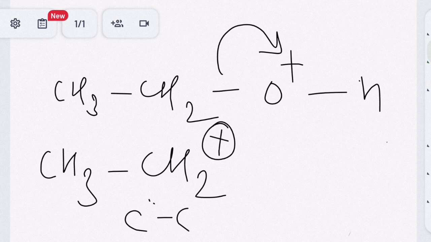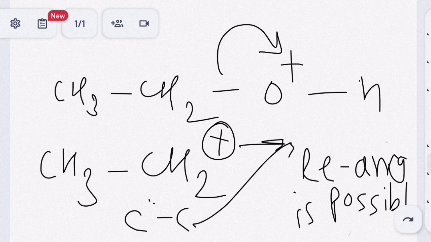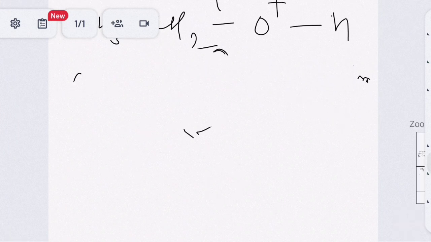so these electrons will be taken by oxygen, and CH3CH2+ carbocation is formed. Now this carbocation is electron deficient, and you have to keep in mind that whenever there is a carbocation, rearrangement is possible. This is a very important point to remember, because in SN1 reactions carbocations are always formed. So we can also confirm that this is an SN1 reaction.